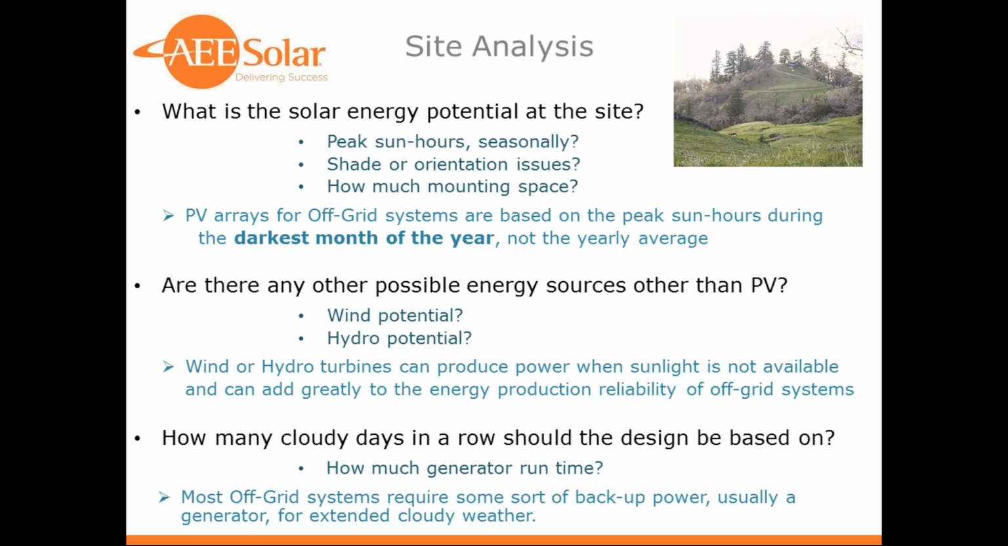There may be other possible energy sources other than PV. So is there wind potential at the site or micro hydroelectric potential? Hydroelectric is a wonderful way to produce energy in mountainous areas. You have to put water in a pipe and run it down a hill to get pressure, and then you can use that flow and that pressure to develop energy. And a site that has that potential should definitely be looked at to be developed, because it could be an excellent alternative or addition to a PV system.